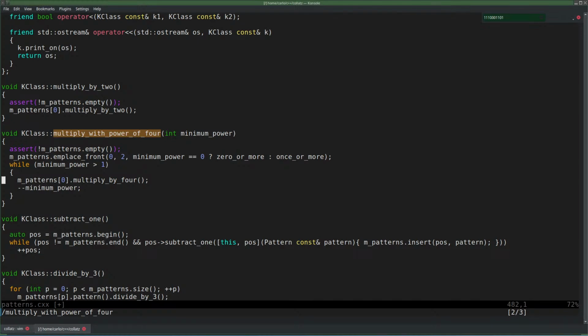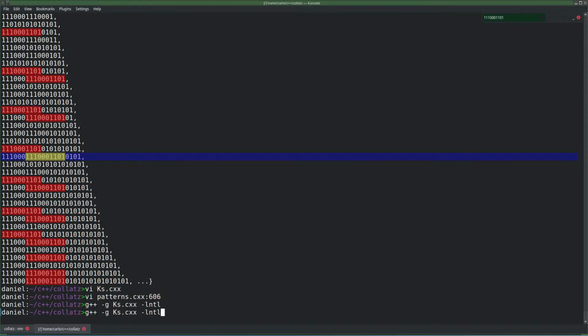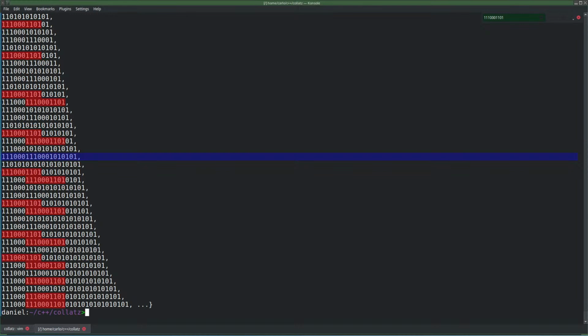in order to keep the minimum power there. Let me try this one. Just simply move it in front of it. What was this? Compiling the wrong thing.